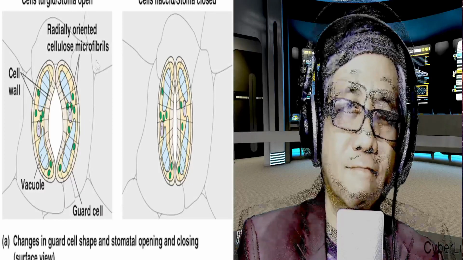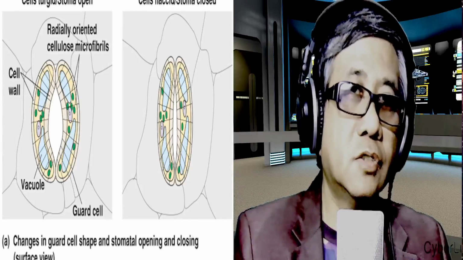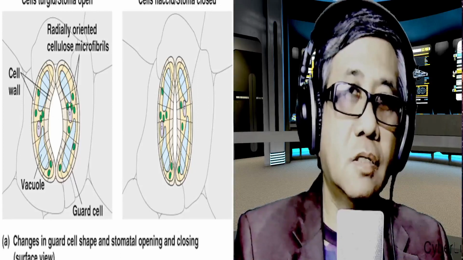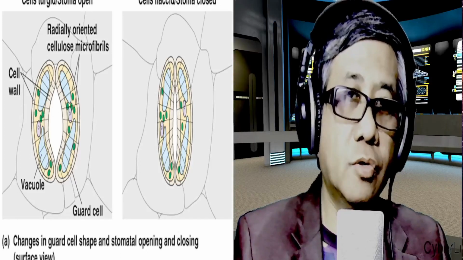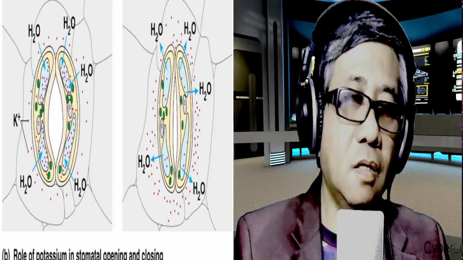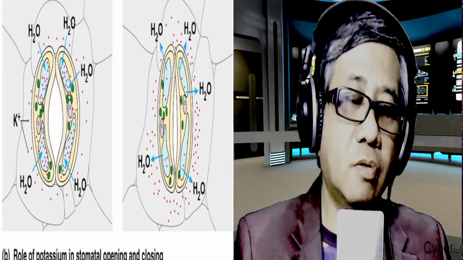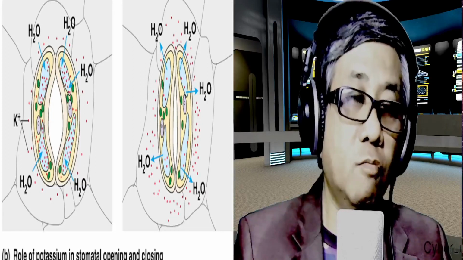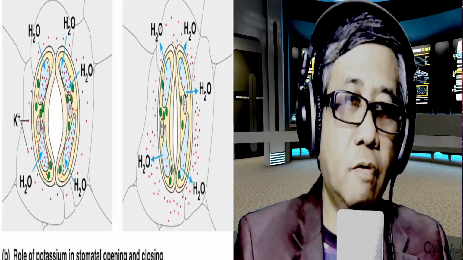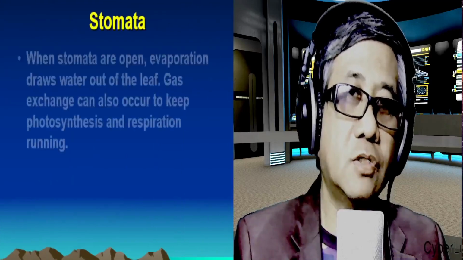Alright? So, when water enters, the guard cells become turgid and the stomata opens up. When these guard cells are flaccid due to lack of water, the stomata closes. Alright, and the entry and exit of potassium ions creates either a hypertonic or hypotonic condition that will result in the movement of water in and out of the guard cells. So the role of potassium ions is important in the opening and closing of the stomata.